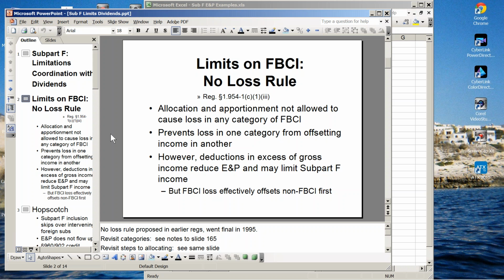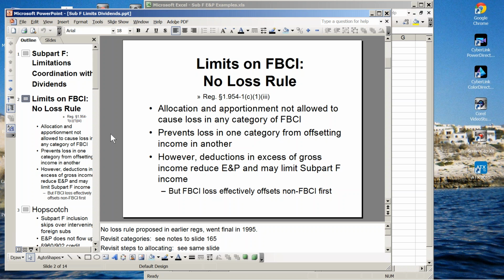The Subpart F regulations say that a loss in one category of foreign-based company income cannot offset income in another category of foreign-based company income. Now, I've mentioned this in one of the videos or one of the webinars, I don't remember which, but I thought at this point it's worth mentioning again. The only way a loss in one category offsets income in another category is through the overall limitation on Subpart F. That limitation is based on the earnings and profits, and we'll go through those limitations in just a moment.